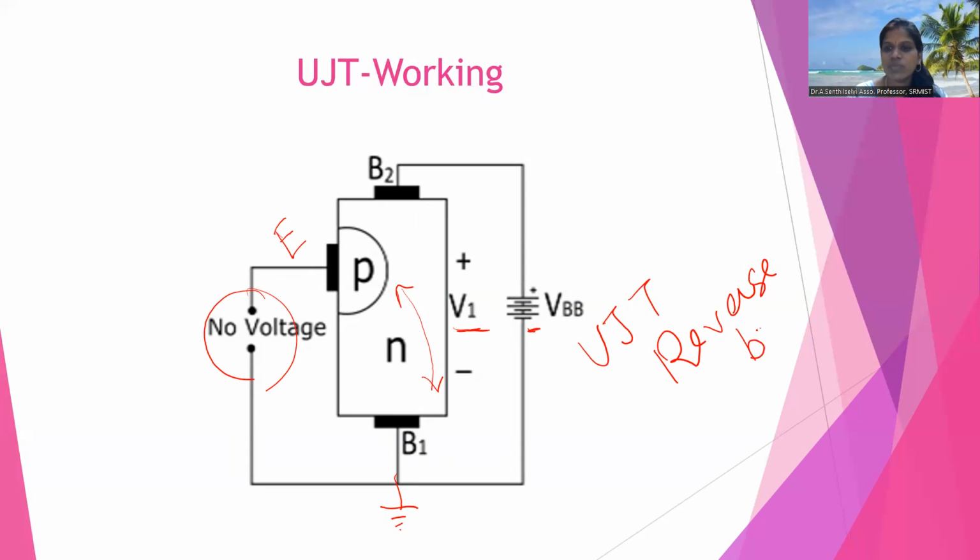UJT in reverse bias condition. With no input voltage, when the emitter is connected to the ground, the UJT is in reverse bias. There is no current flow because it is in the off state.